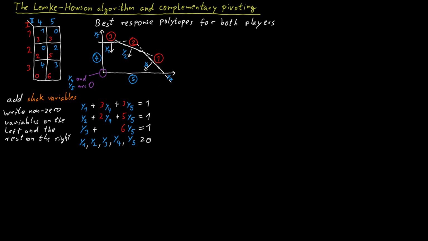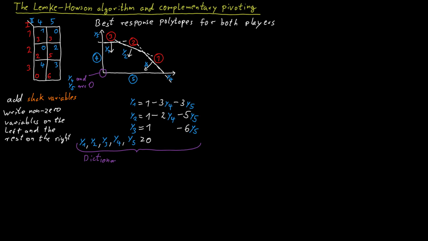Now that means we want y4 and y5 on the right side of the equalities and y1, y2, y3 on the left side. Okay, so we just move y4 and y5 to the right side, and we just leave y1, y2, and y3 on the left side. We just move things around. And let's clean this up a bit and remove these spaces.